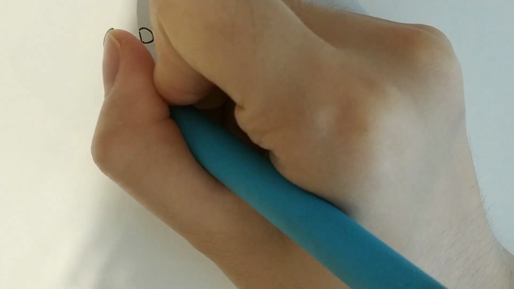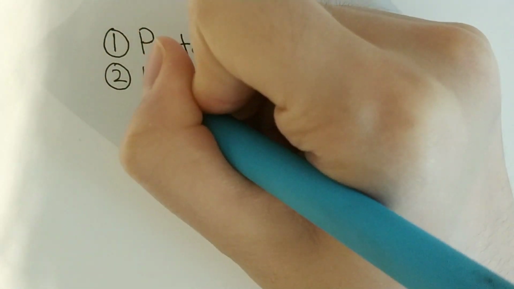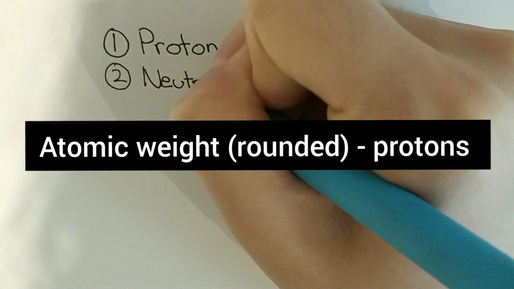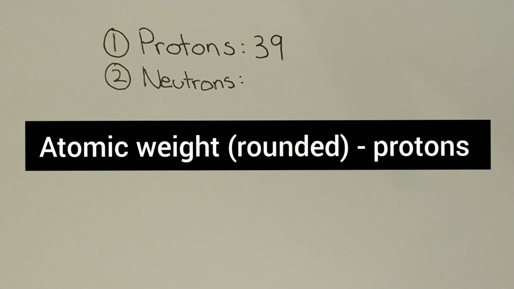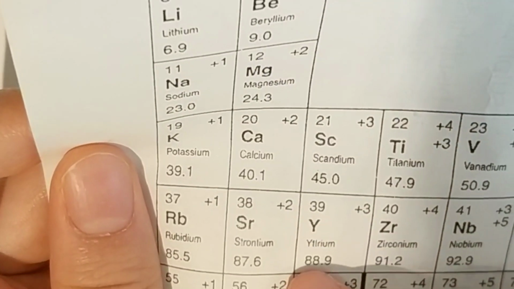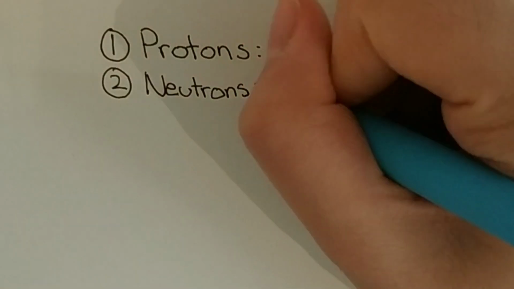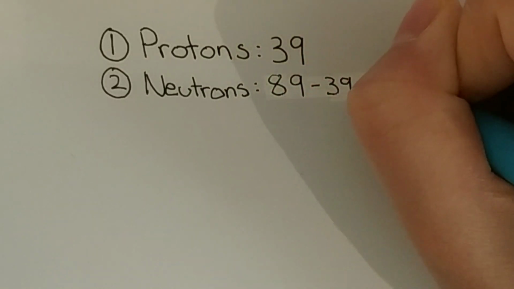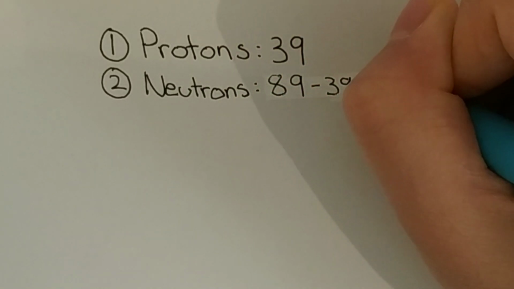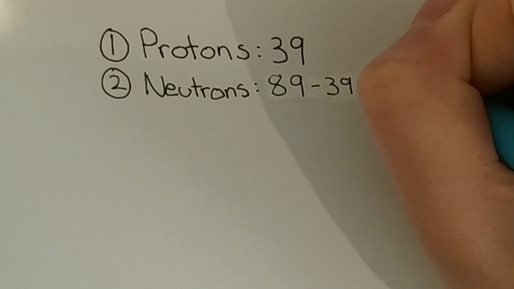The second thing is the number of neutrons. To find out the number of neutrons, you need to round the atomic weight to the nearest whole number, then subtract the number of protons from it. The atomic weight of yttrium is 88.9, which is approximately 89. 89 minus 39 is 50, therefore the number of neutrons is 50.